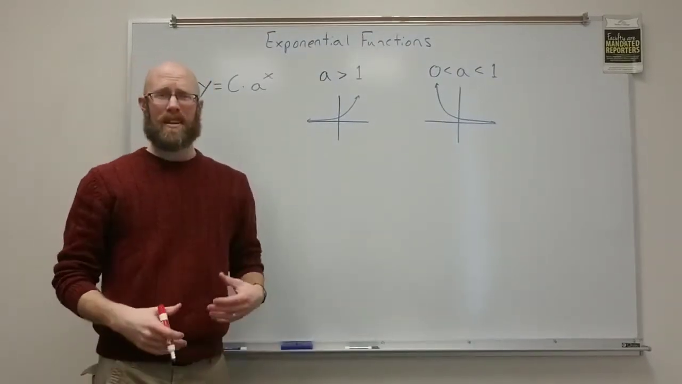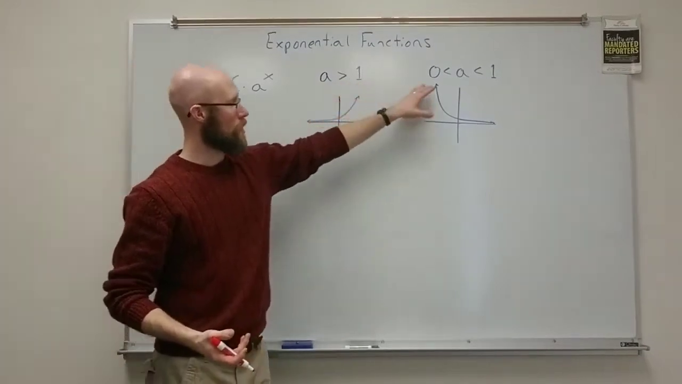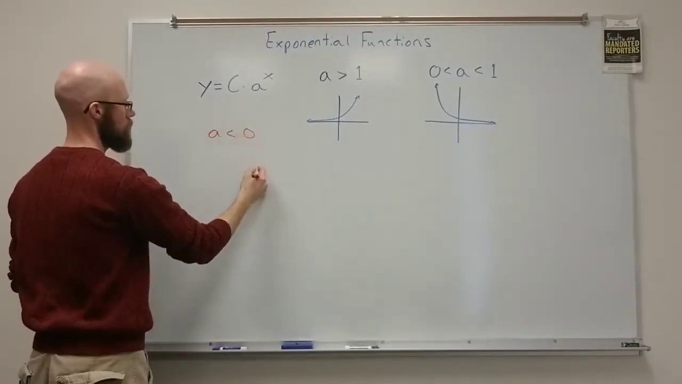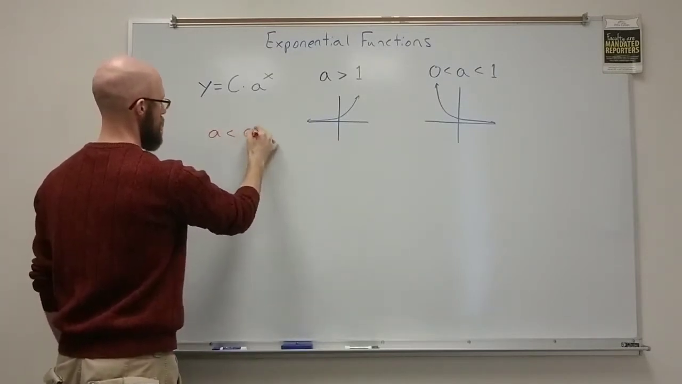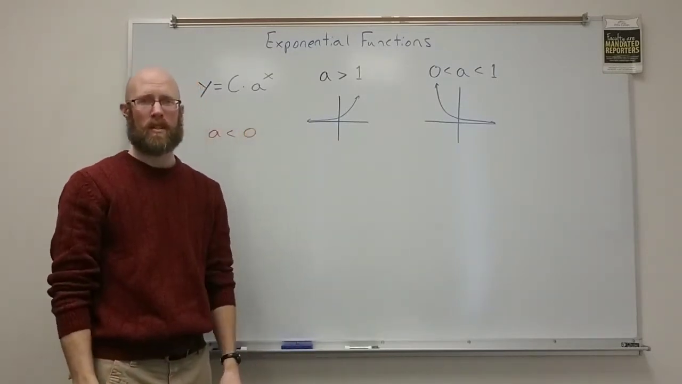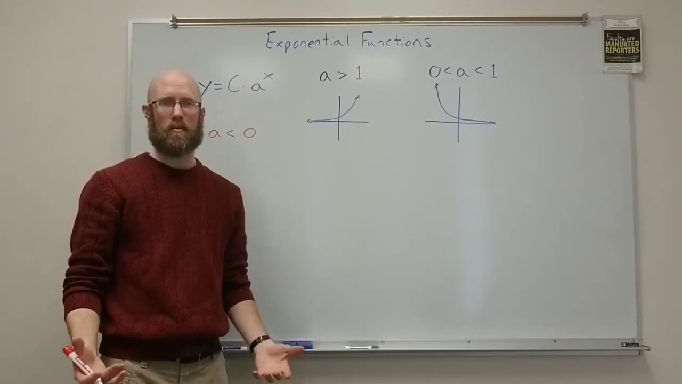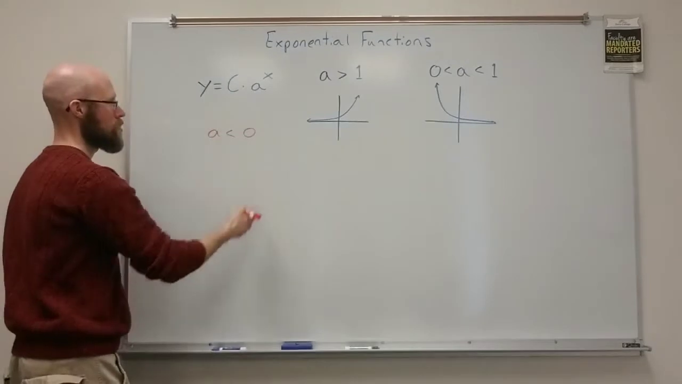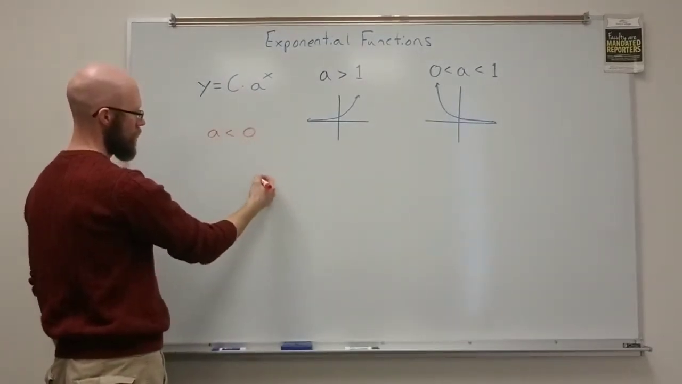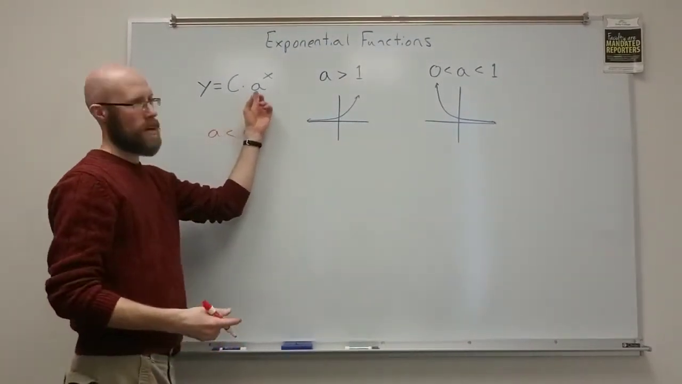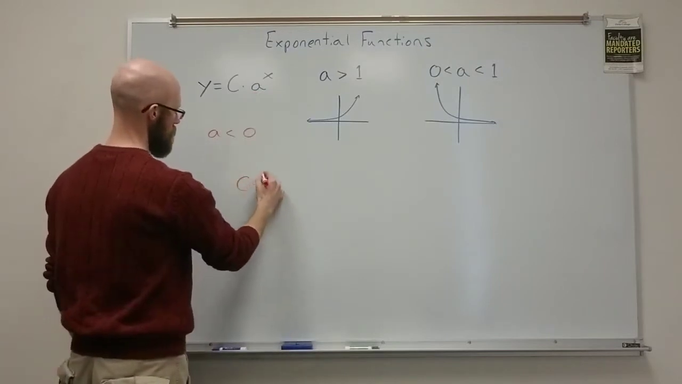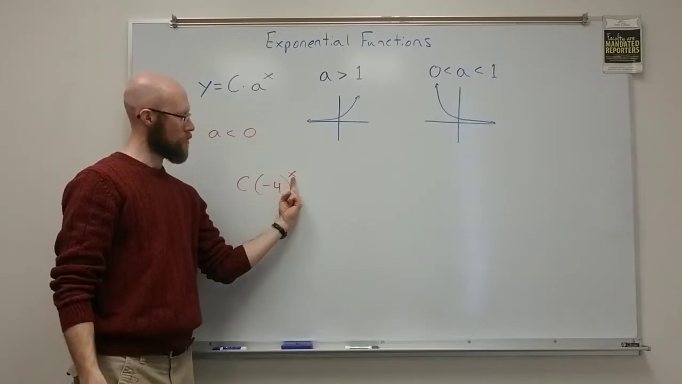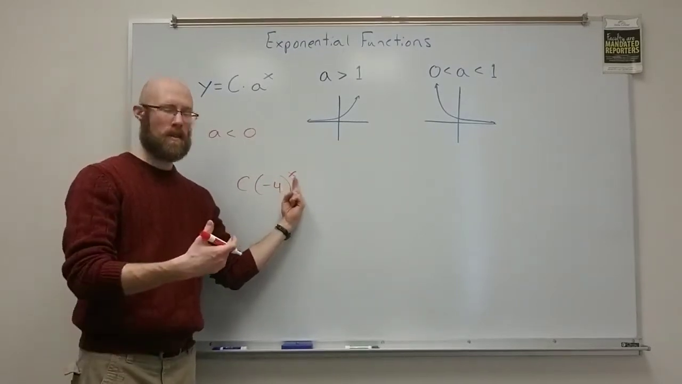And of course, if your base is negative, which is also the other thing not included here, if a is less than 0, you get some weird things that happen. In fact, you get an undefined value at some points, or actually get complex numbers as outputs, because you'd have negatives. So let's say you had a -4 as your base, right? C times -4 to the x.